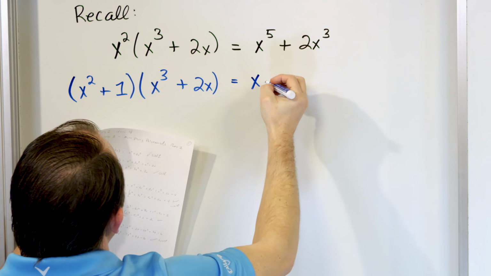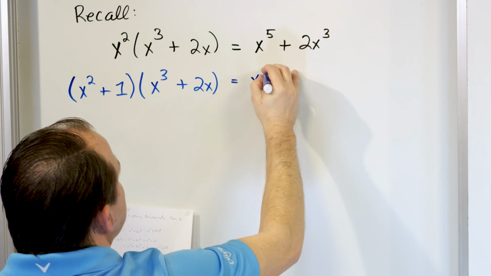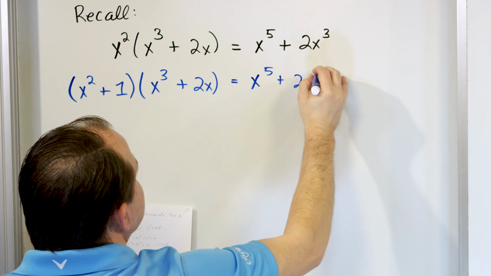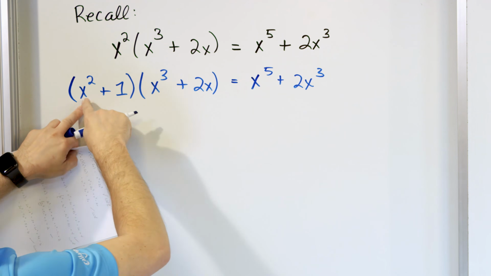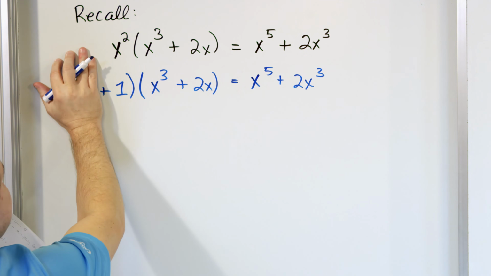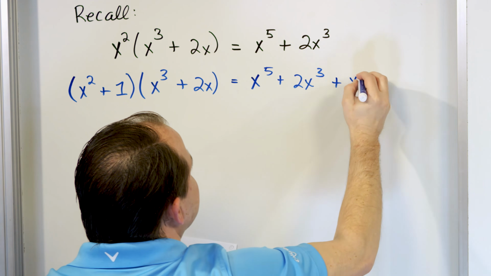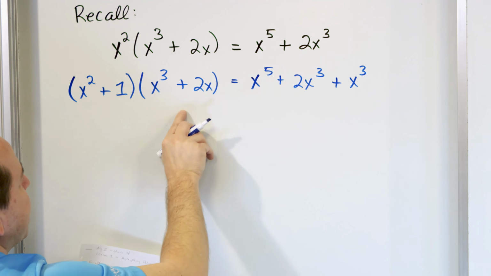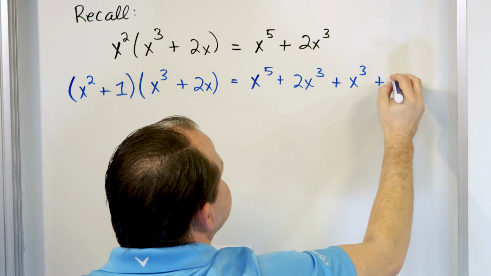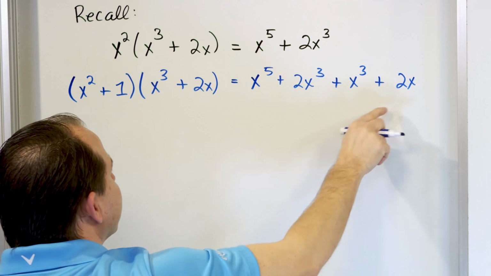You'll have x to the 5th plus 2x to the 3rd. That's this times this, and then this times this. Then you pretend this is not here. You multiply the 1 in times here. You get another x to the 3rd power. And you take this and multiply it times this, and that gives you 2x. So you have 4 terms.